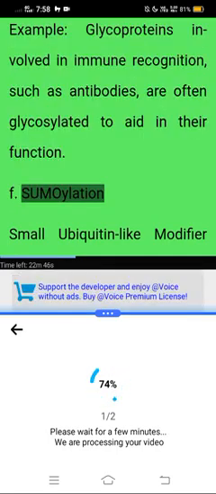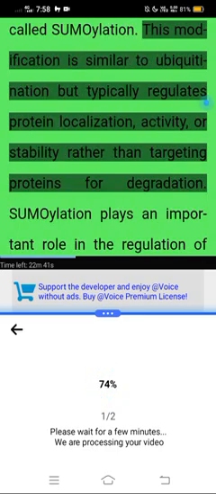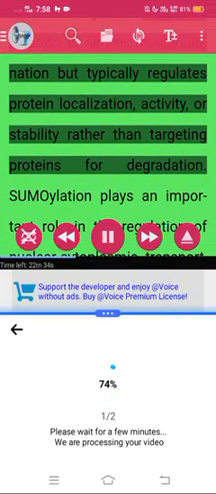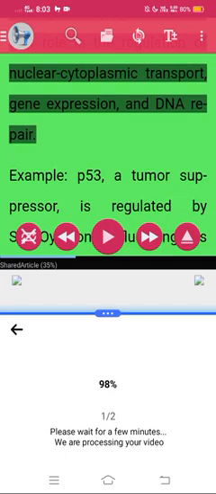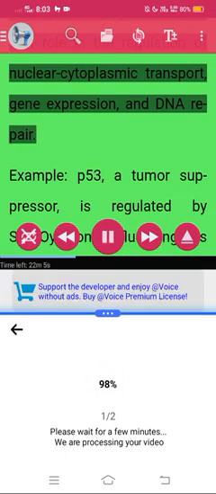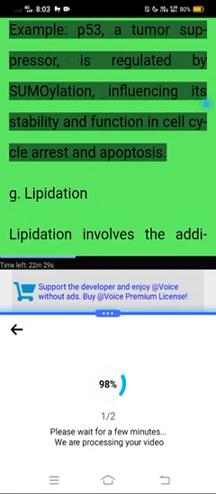F. Sumoylation. Small ubiquitin-like modifier (SUMO) proteins are covalently attached to lysine residues of target proteins in a process called sumoylation. This modification is similar to ubiquitination but typically regulates protein localization, activity, or stability rather than targeting proteins for degradation. Sumoylation plays an important role in the regulation of nuclear-cytoplasmic transport, gene expression, and DNA repair. Example: p53, a tumor suppressor, is regulated by sumoylation, influencing its stability and function in cell cycle arrest and apoptosis.